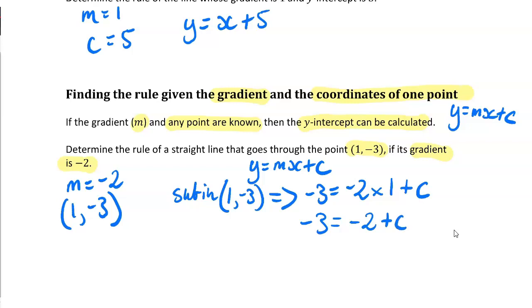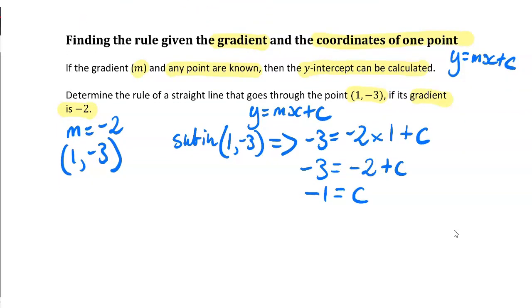So I have to solve for c, so I'm going to add 2 to both sides. -3 plus 2 becomes -1, equals c. So therefore y equals -2x minus 1.